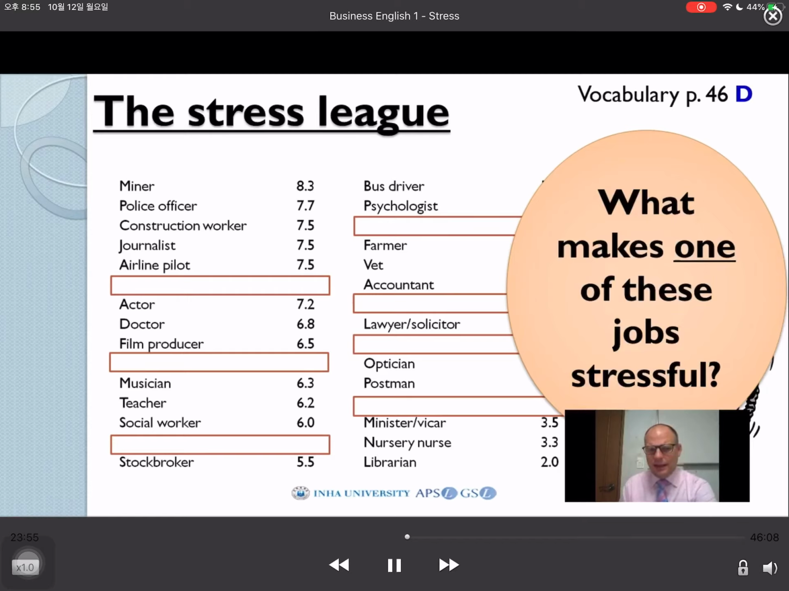In England, I think miners are very, very well paid, but I do know in many other countries they're not well paid. So low pay, many of them are uncontracted workers, I believe, in certain countries. So job security might be another one. So lots of things that make that a stressful job. And then you've got librarian at the bottom. Very low stress job.